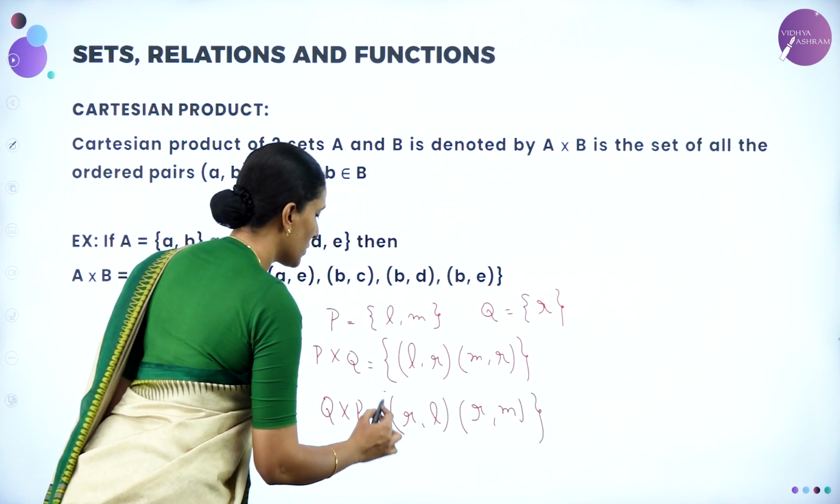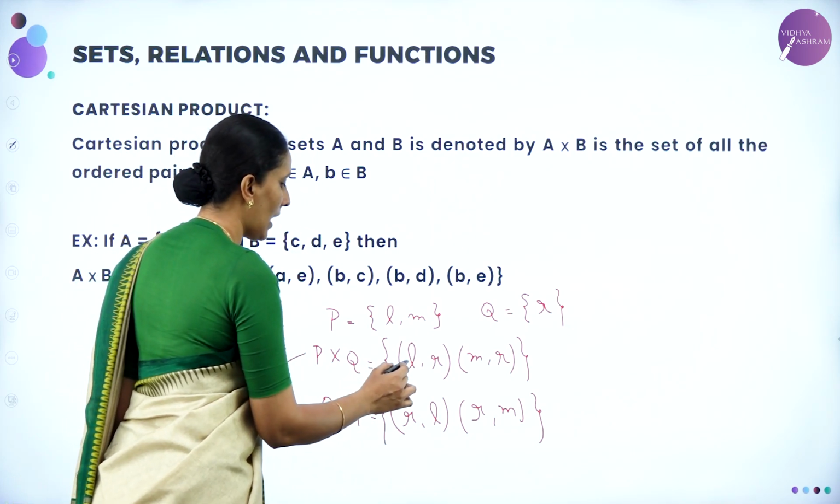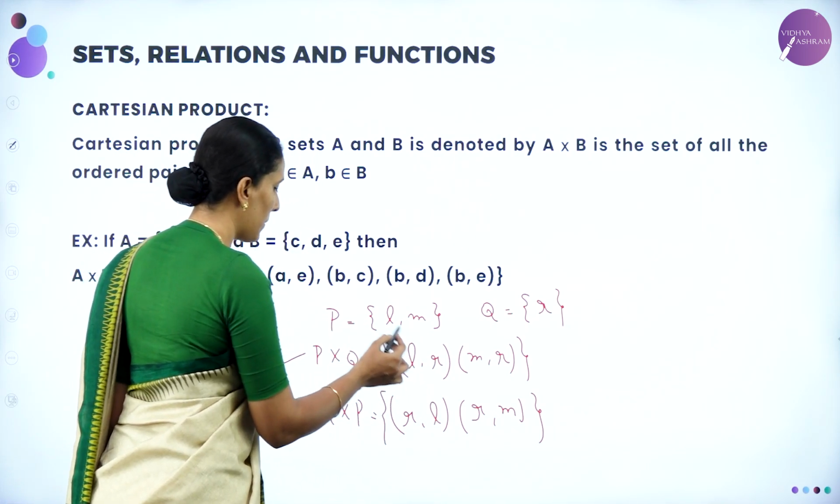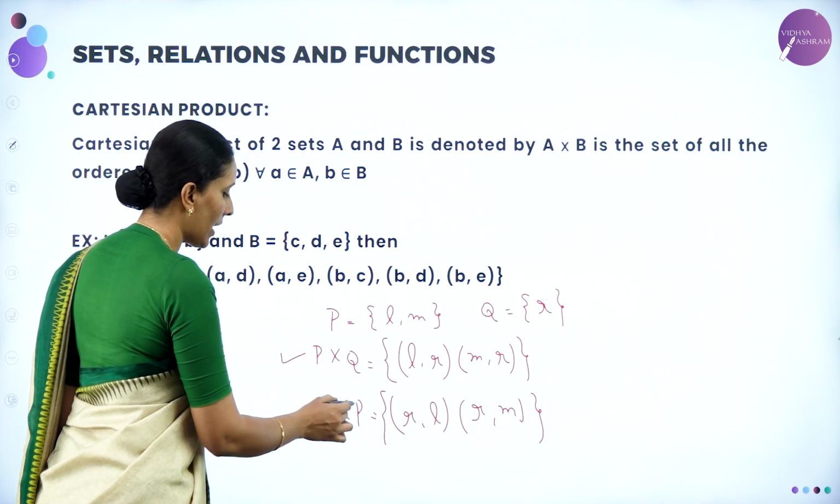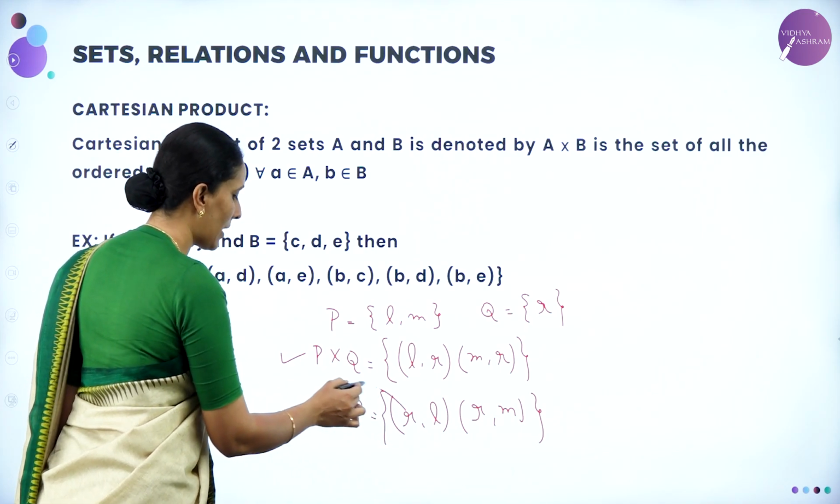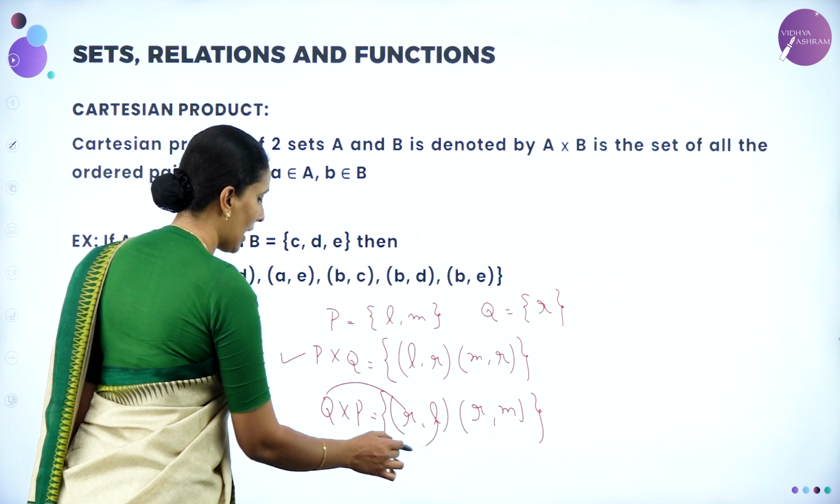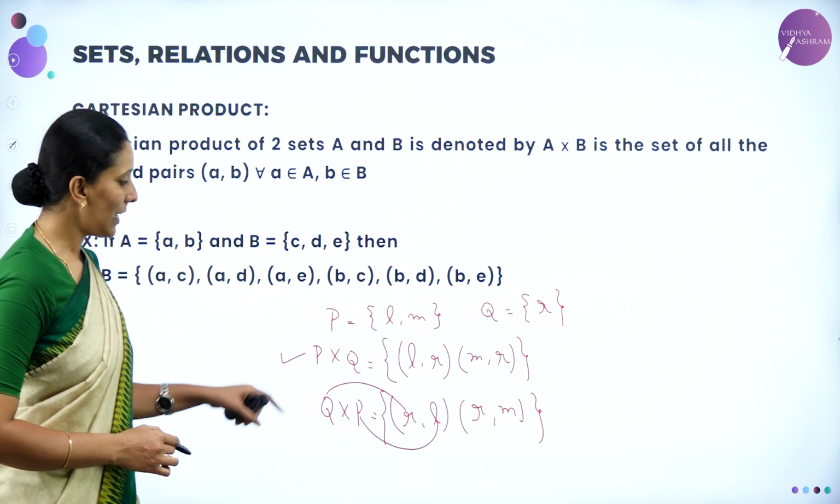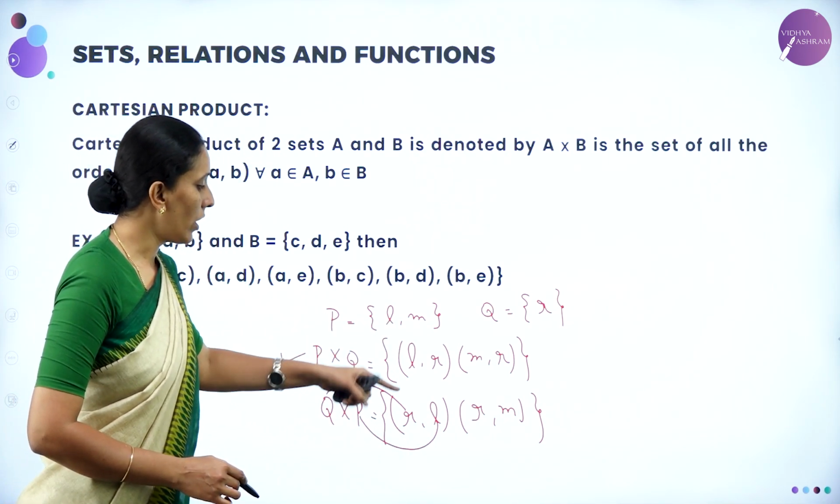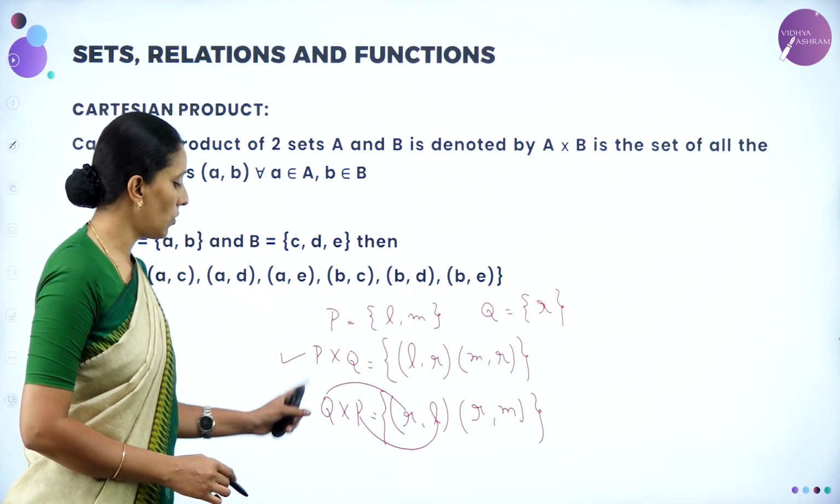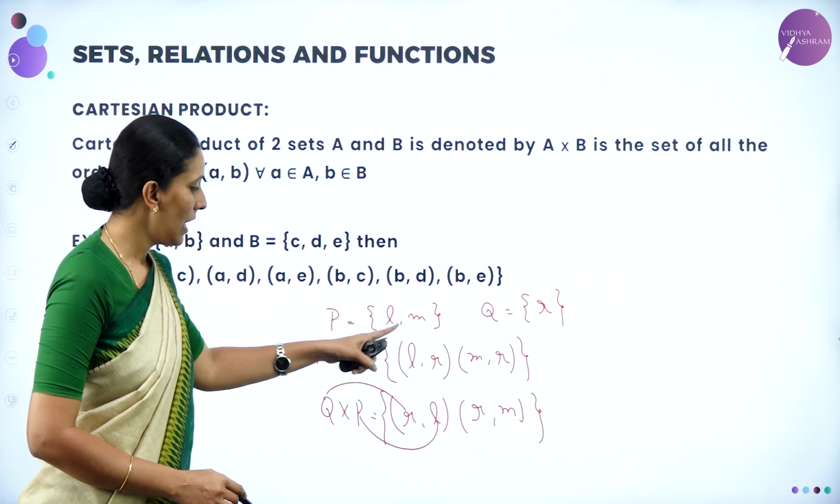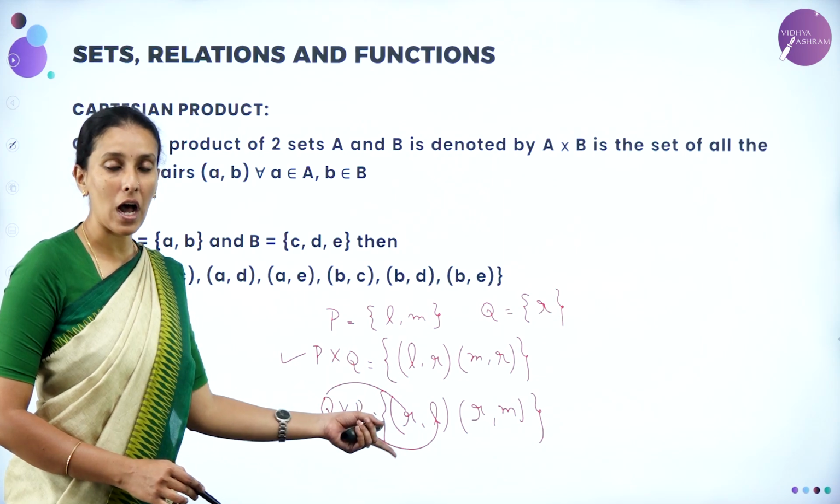From these two sets, we can clearly see l belongs to P and r belongs to Q here. Similarly, when I say Q cross P, the first element r belongs to Q and l belongs to P. But clearly observe here, none of the ordered pairs are equal in P cross Q or Q cross P because (l, r) is not equal to (r, l).